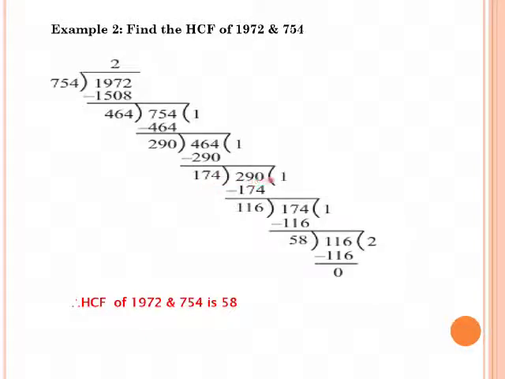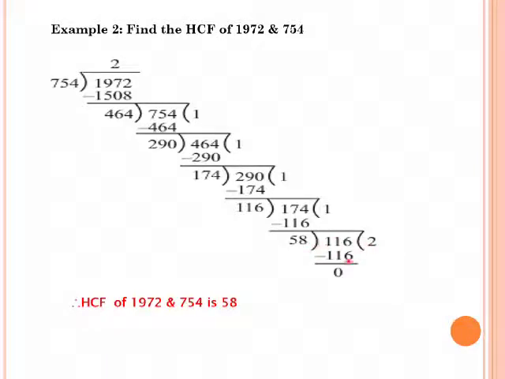So 174 into 1 gives you 174. Here your remainder is 116. 174 will act as your dividend. So 116 into 1 gives you 116. Remainder is 58. Now 116 becomes your dividend and 58 becomes your divisor.